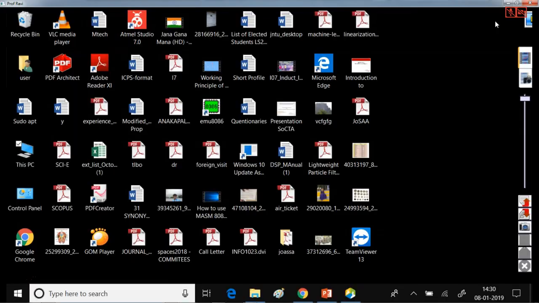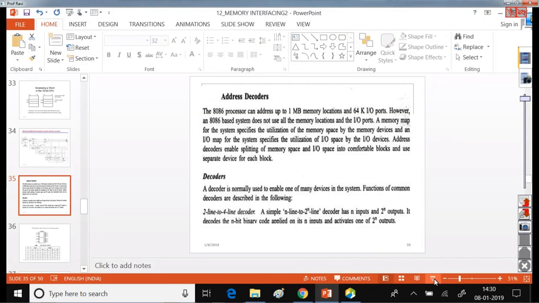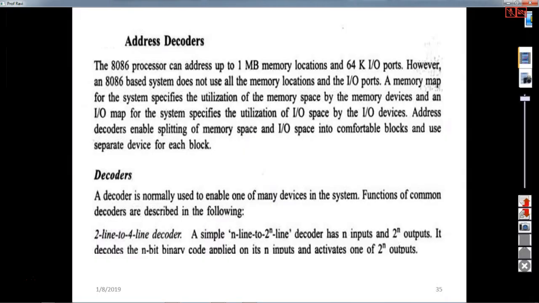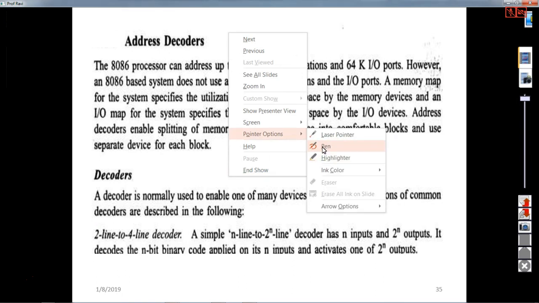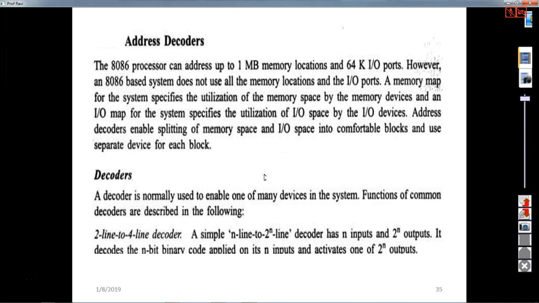Now, how do you give addresses to memories and IO? Here we use address decoders to map or give these addresses to the memory locations. The decoders can be OR gates, or they can be a 2-line to 4-line decoder or something. A simple n-line to 2 power n-line decoder has n inputs and 2 power n outputs. It decodes the n-bit binary code applied on its n inputs and activates one of the 2 power n outputs.